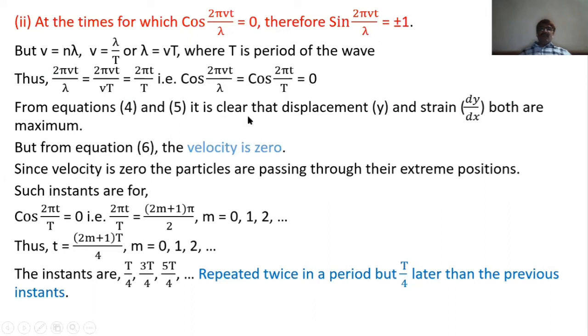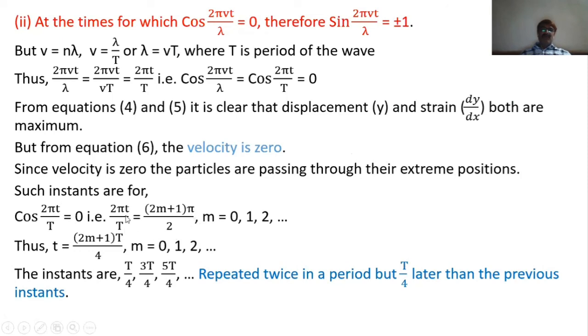Okay, and what about the velocities? The velocities are 0, and a particle performing SHM has velocity 0 when it is at its extreme position. That means these are the stationary instants where velocity is 0 and particles are passing through their extreme positions. These instants can be obtained when we equate the cosine function to 0, and the cosine function is 0 when the angle is an odd multiple of π/2, so (2m+1)π/2.